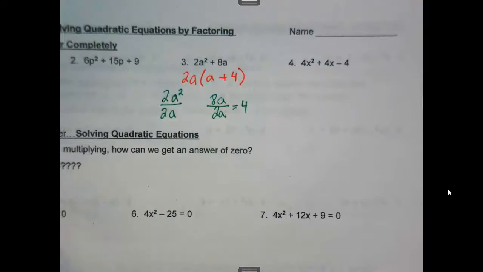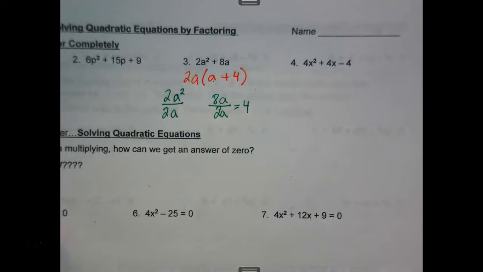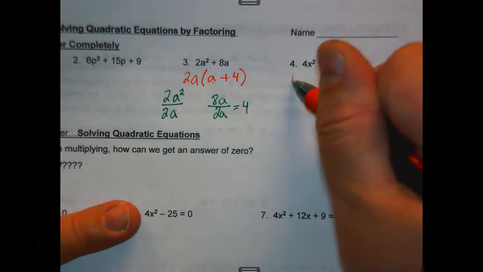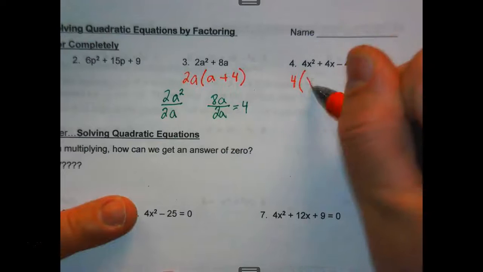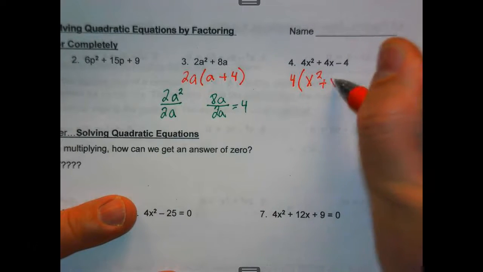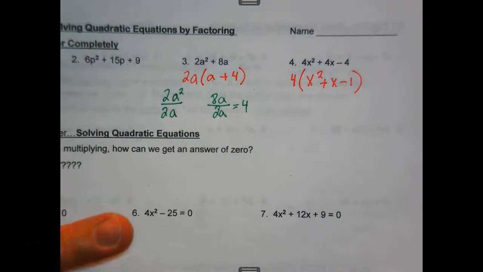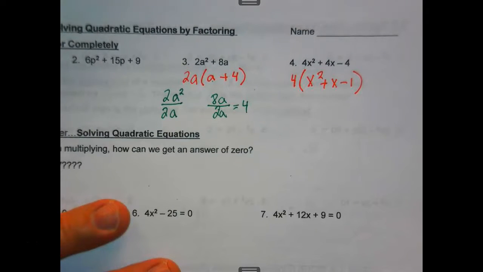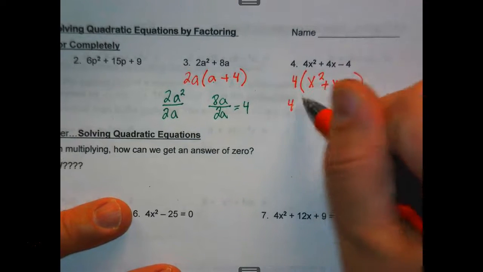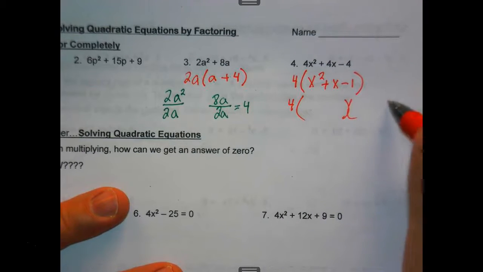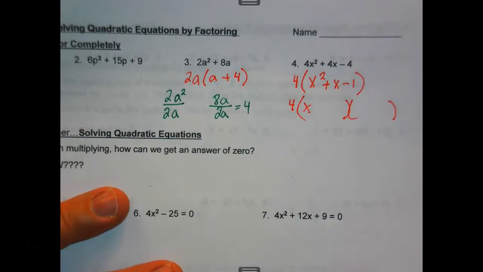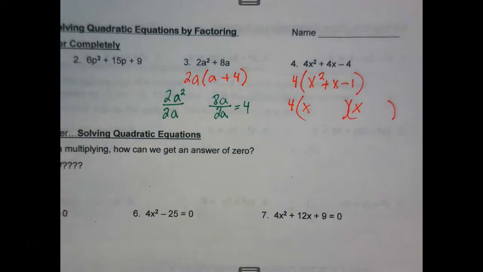How about number 4? Trinomial. Number 1, can I factor anything out? No. Okay, so I have x squared plus x minus 1. Am I fully factored? Sure. Should we try factoring it? Let's do it.